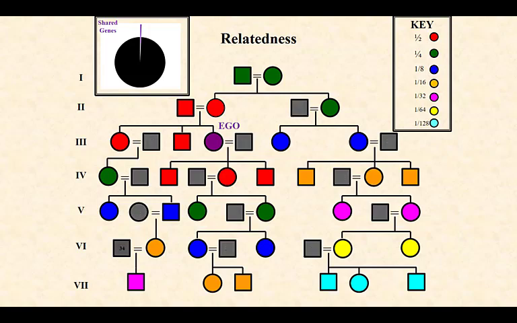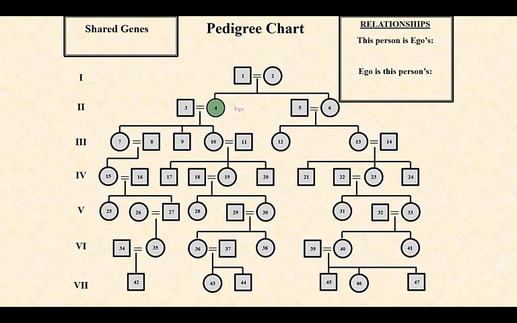Now I'll work through 4 examples. We start with number 4, designated as ego, and we ask the question, what is ego's relationship to number 36? We note that number 10 is ego's daughter, number 19 is her granddaughter, number 30 is her great-granddaughter, and therefore number 36 is her great-great-granddaughter, and she is the great-great-grandmother. And you note in the upper left that the shared genes are 1/16.